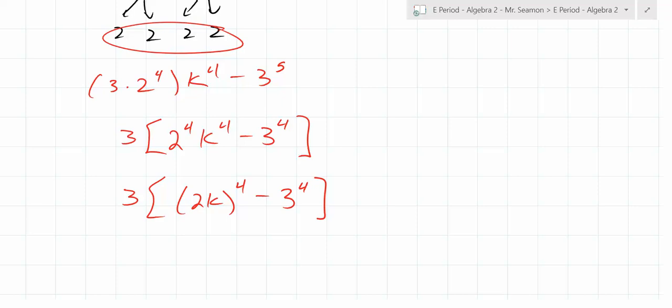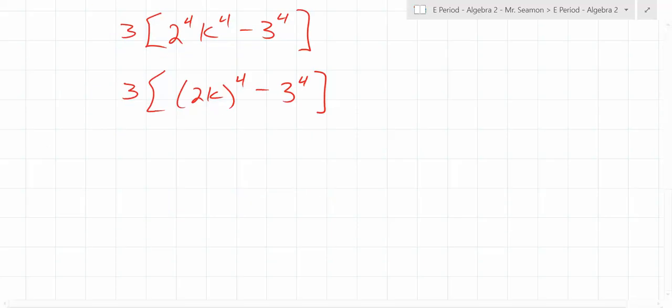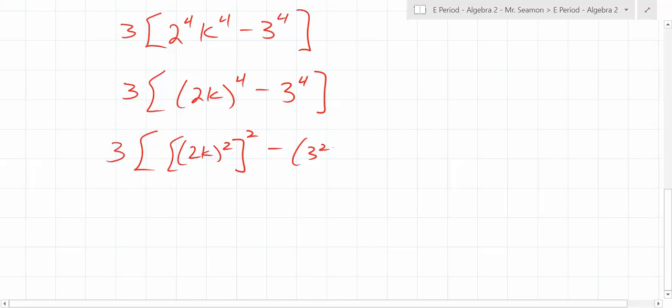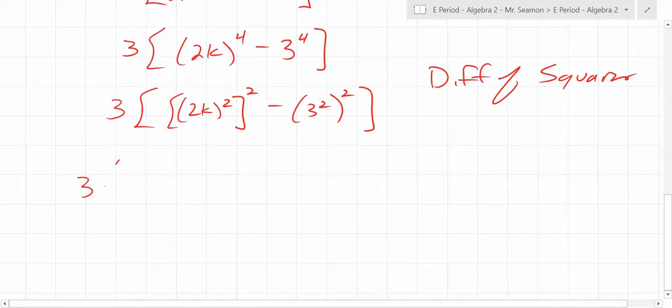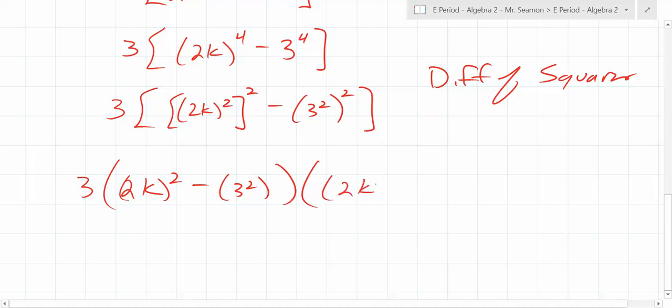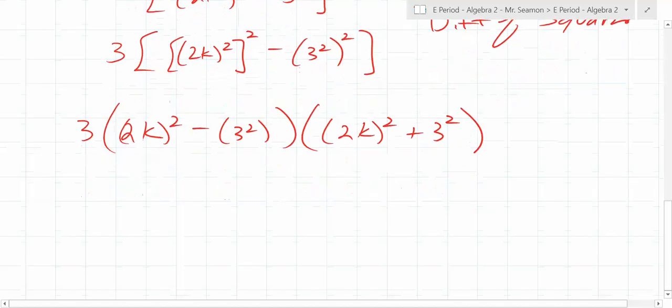So you look at this, and what's nice now, what are the powers in both cases? 4. So what do you actually have right there? That's the difference of fourth powers, which is really the difference of squares, because this is, ready? 2k squared to the what power? Squared, minus 3 squared to the what power? Squared. So what do you have? You have the difference of squares. So what does that mean this is? 3 times 2k squared minus 3 squared times what? 2k quantity squared plus 3 squared.